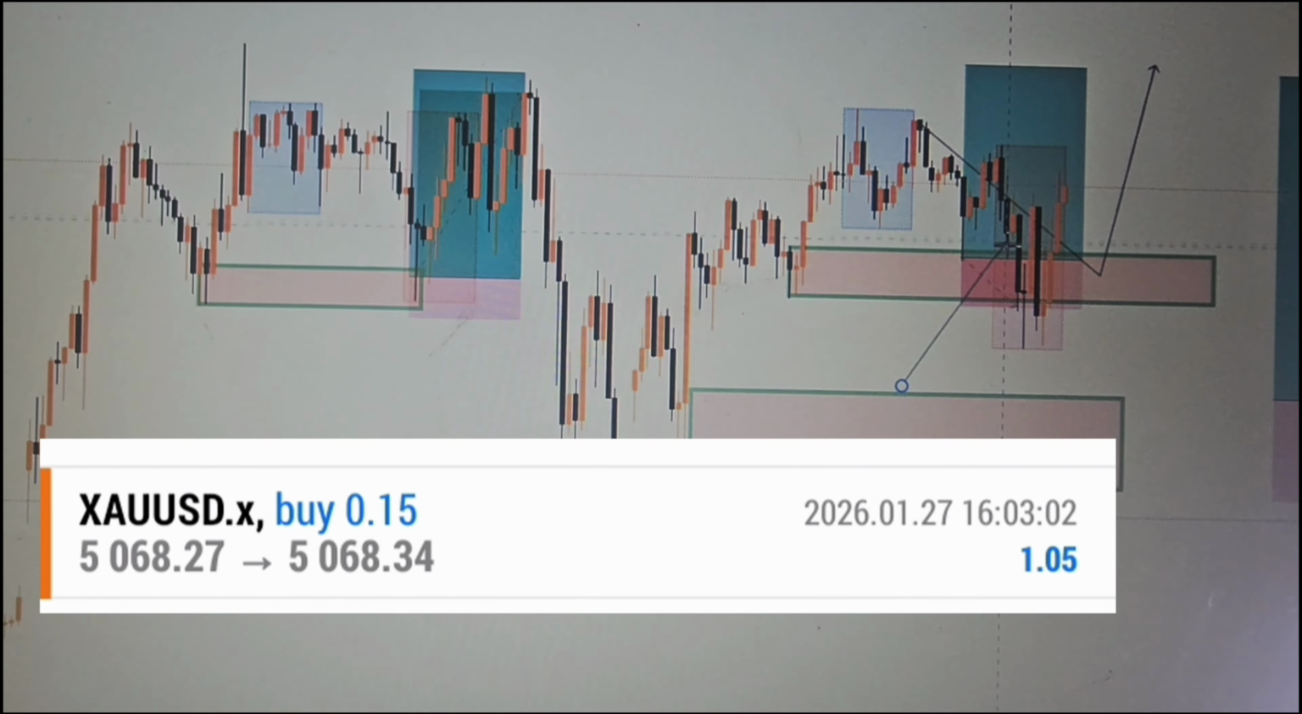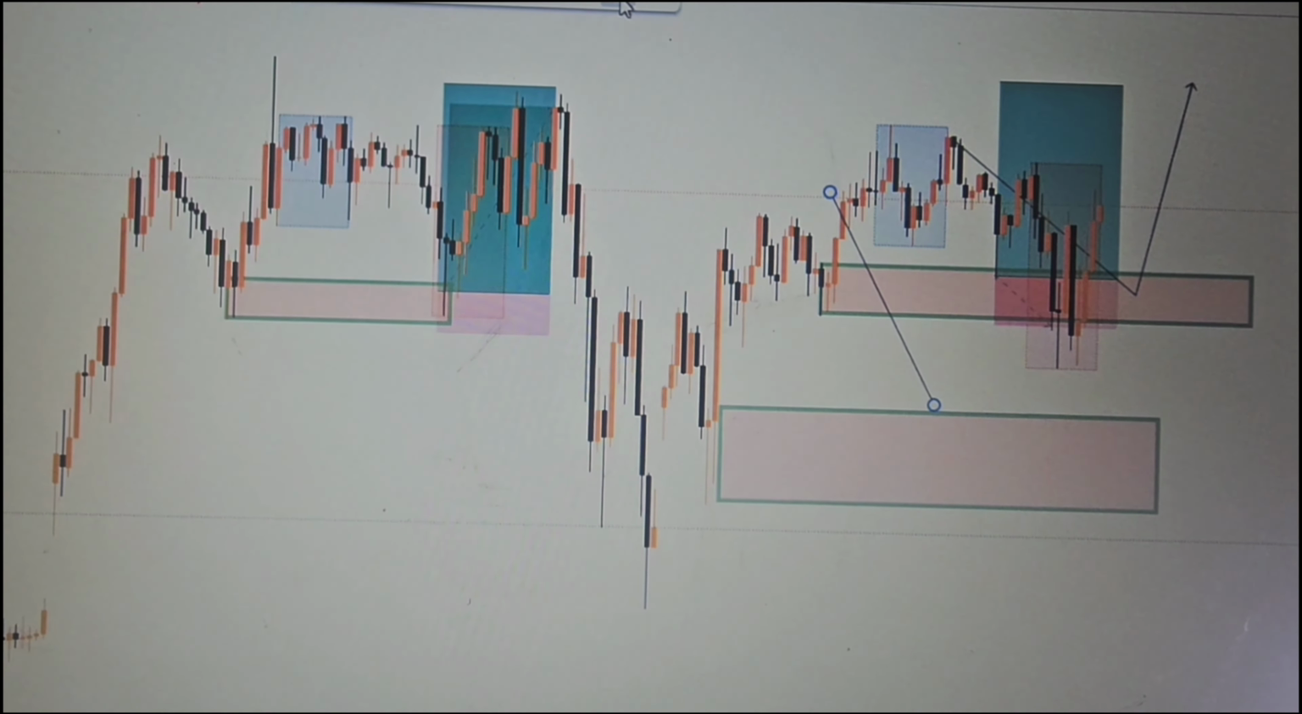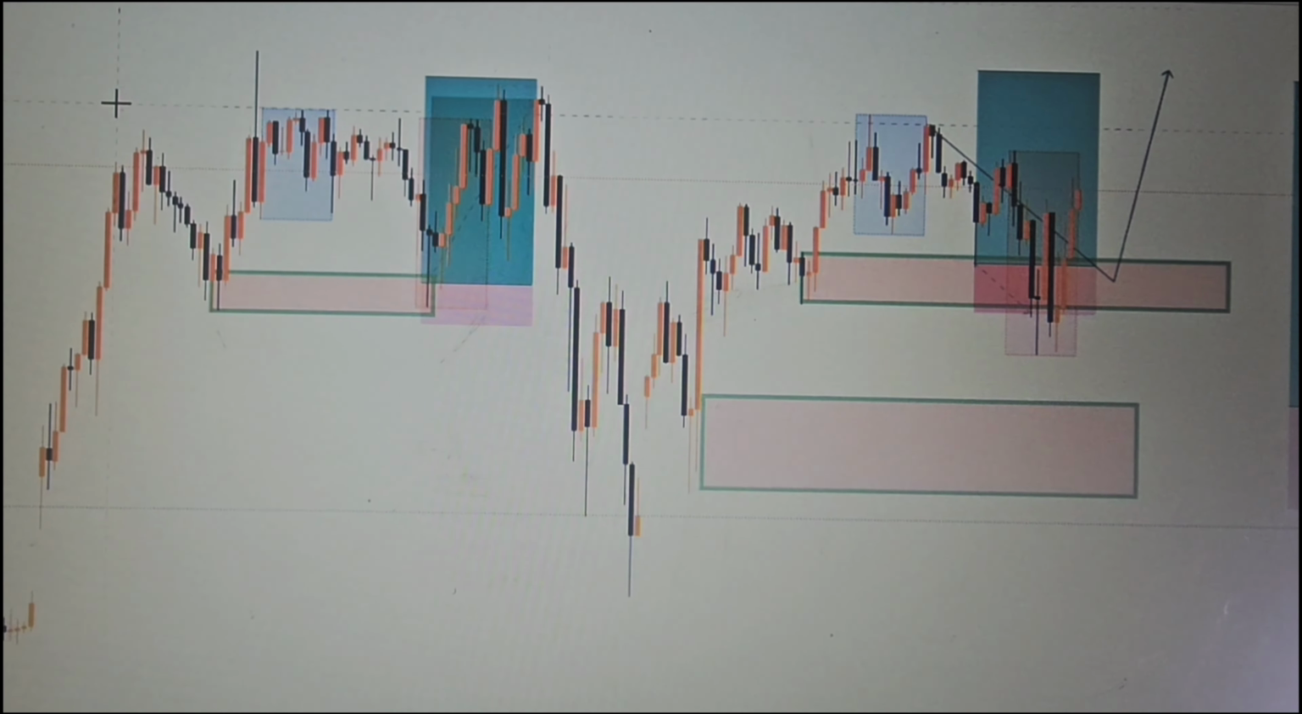So after the trade had taken me out, I waited patiently for price to play around this zone. So I went to the 1 minute time frame.